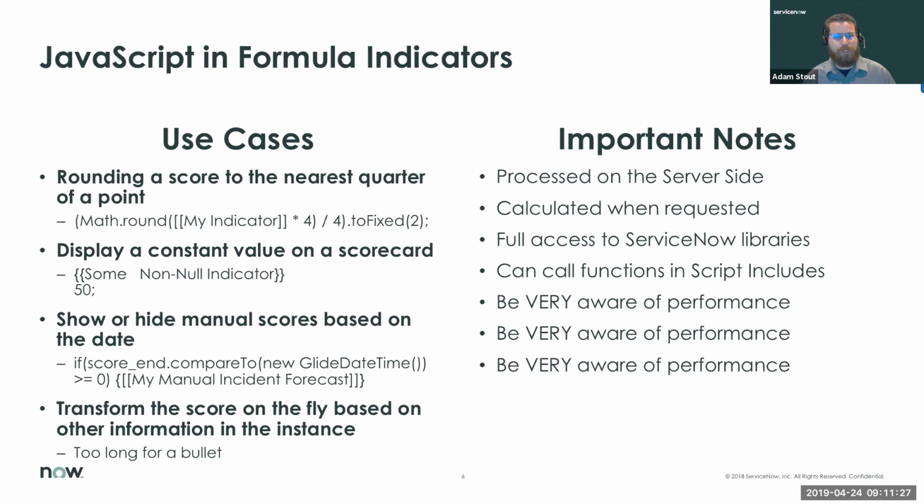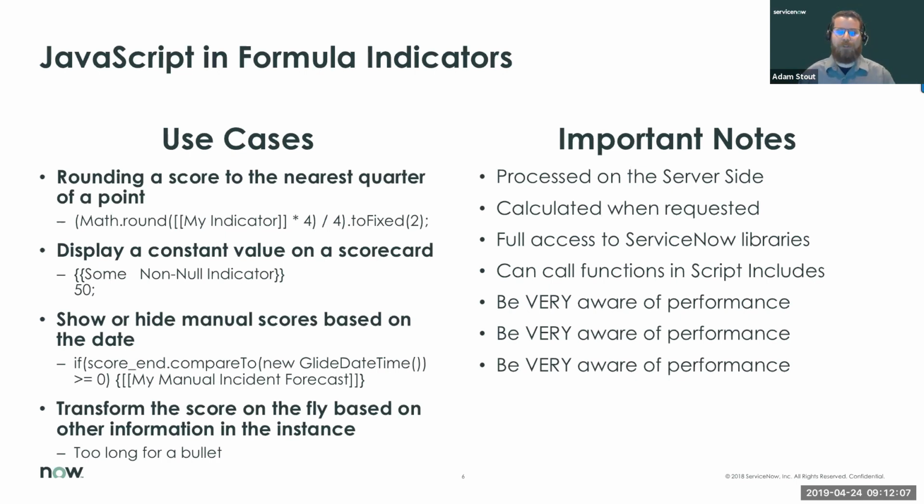And then we'll look at showing or hiding manual scores based on date. So I have score start and score end, just like I do in scripts. I have those in formulas as well. I can call GlideDateTime, and then I can do things based on date. This is not a super common use case, but I've seen it with manual scores. If I'm going to put a manual forecast in, I need to forecast something, and I'm going to do it with a manual indicator. I don't want to see my old forecast. I'll put a formula like this in, which then knows to only show this in the future, or perhaps only show it in the past. And then I can transform based on some other information. We'll show a little example of this. It's pretty nonsensical, but we'll show it.